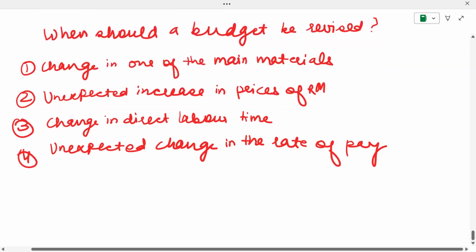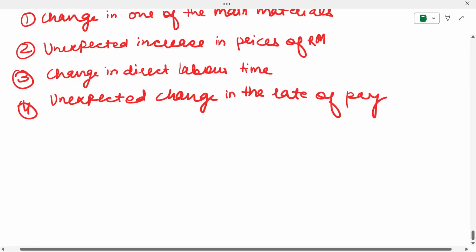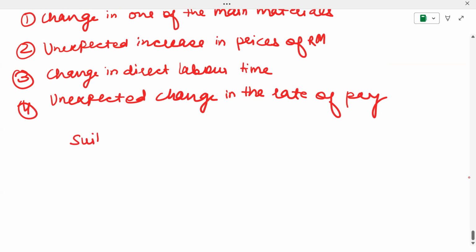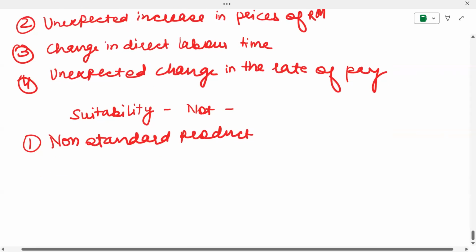Then the next topic that we are learning is when variance analysis will not be appropriate. So the suitability, basically in what scenarios will it not be suitable? It will not be suitable when there are non-standard products. That means the products keep changing according to the needs of the customers. They are not standard. So that is when variance analysis should not be used.